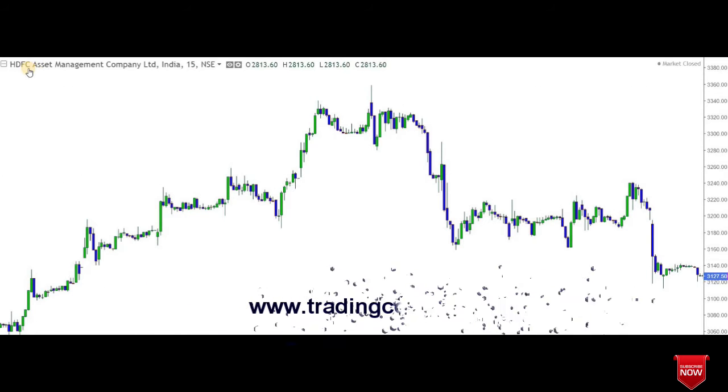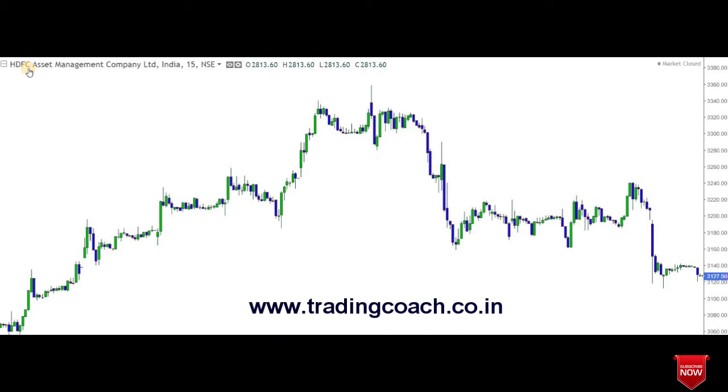So here I'm looking at HDFC Asset Management Company, 15 minutes time frame. If you look at this particular chart, we can notice that from this point till this point, the prices were moving in an uptrend, right? The prices were consistently climbing. Back to back, they were making higher highs. We can clearly notice it.